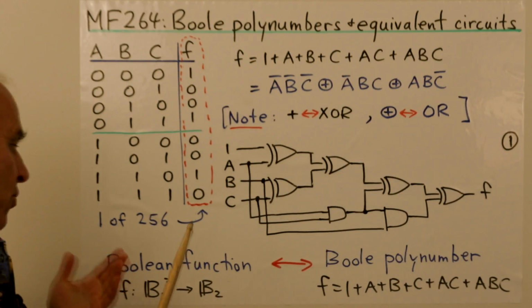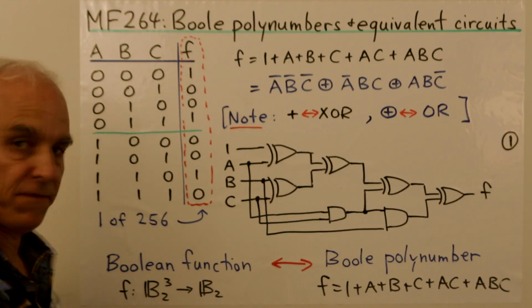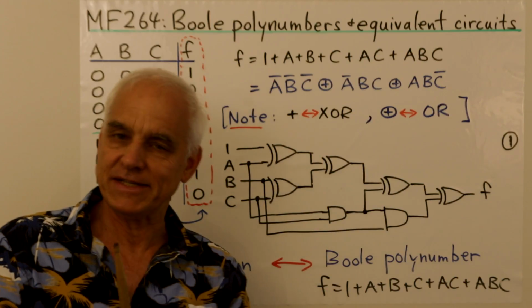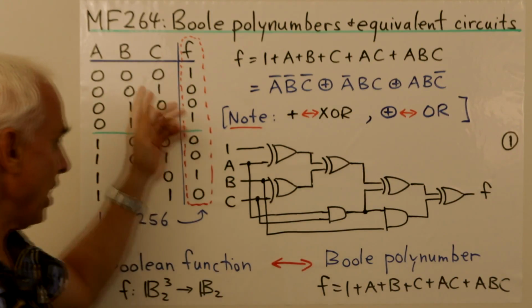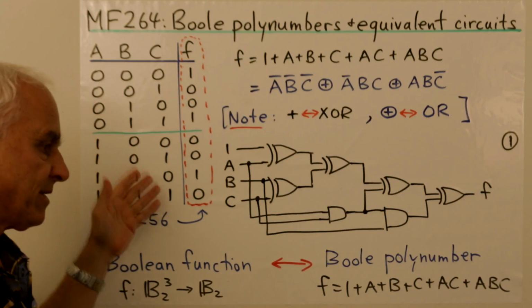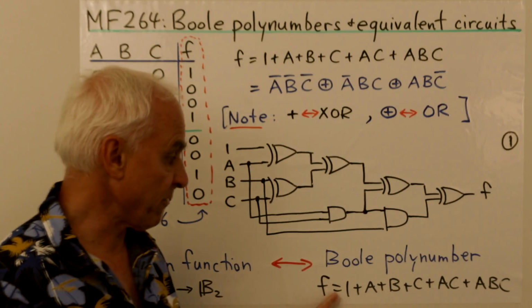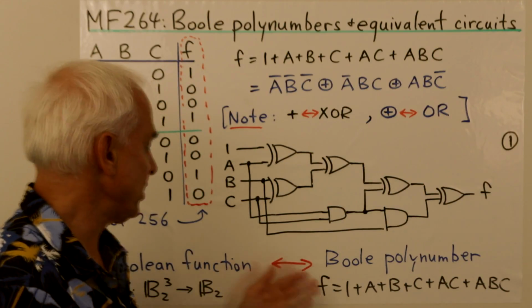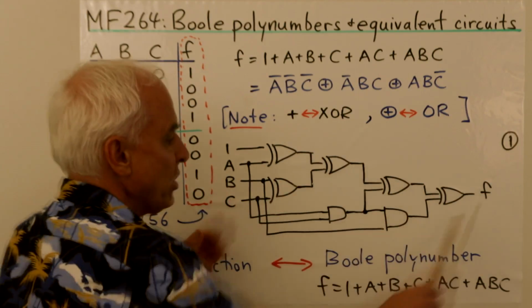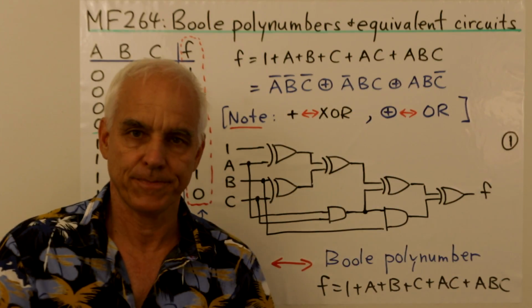Okay, so we have here the Boolean function. There it is right there, it's F. It's one out of 256 different possible outputs that can be established with these 8 different inputs. It's a function from B2 cubed to B2. On the other hand, in the algebra of Boole, here's the Boole polynumber that encodes this. And here is a logic diagram that captures the situation.